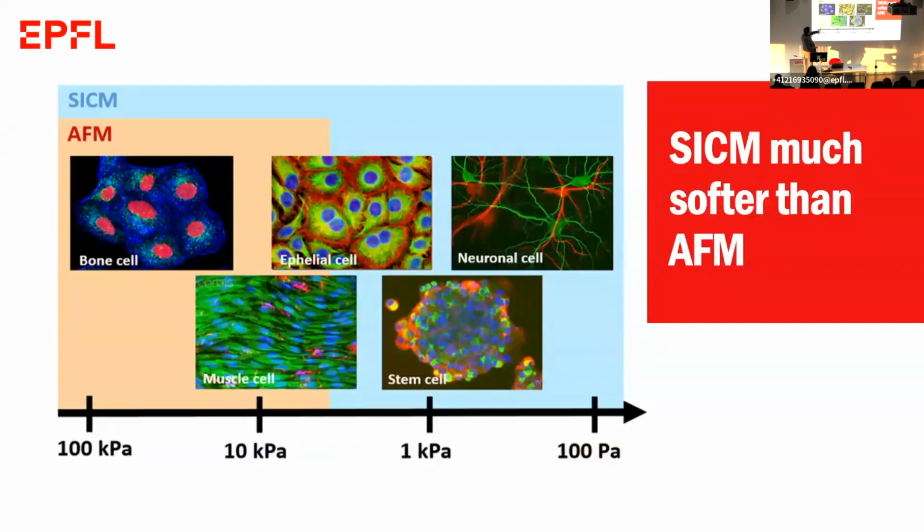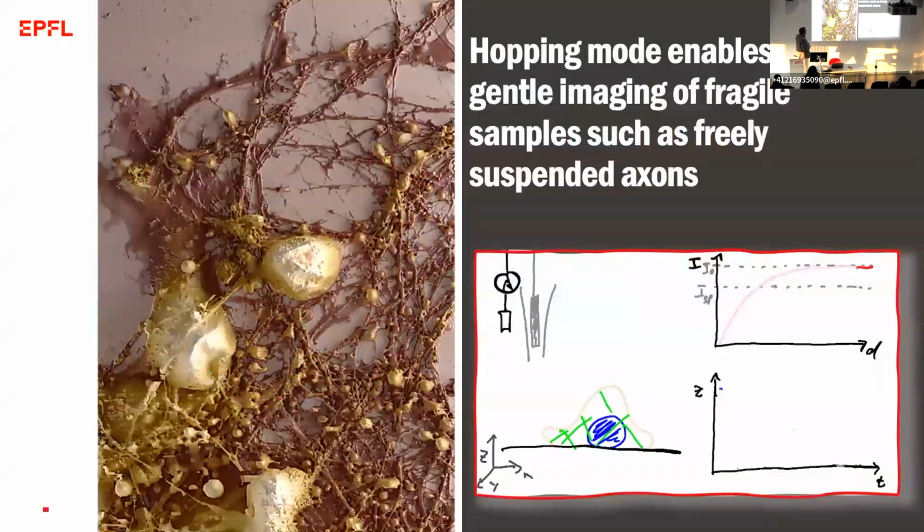With normal AFM, there are cells that you can look at, but they're more the stiff cells. The soft cells, neurons, stem cells, they just really don't like to be physically touched. And that's the area where we developed the scanning ion conductance microscope for. Here's an example of, excuse me, some neuron cells. And just to show you how we do this.